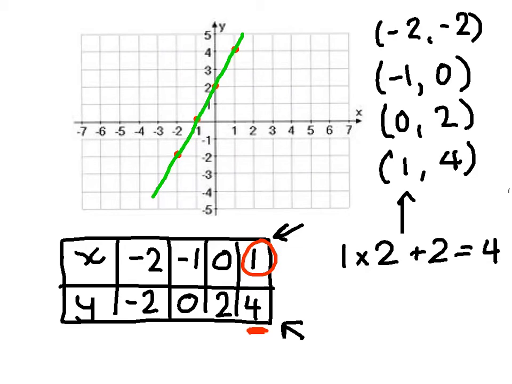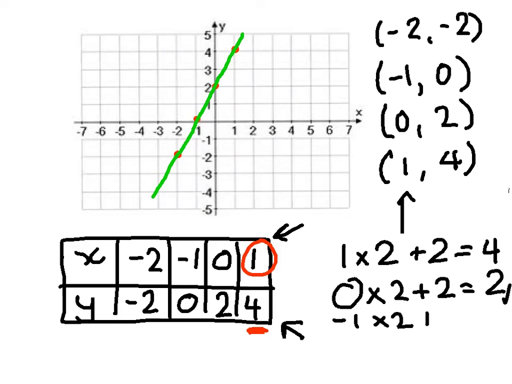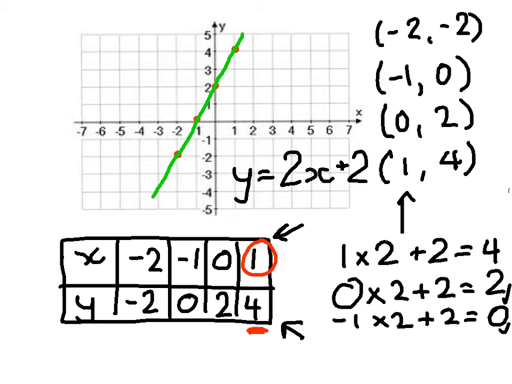So let's have a look at if it works for the next one as well. The next x value going left is 0. So if I go 0 times 2 plus 2, the answer is 2. That one works. Looking pretty good. So let's try -1 times 2 plus 2 equals, so -1 times 2 is -2, add another 2 is 0. We don't even need to do the last one. So what this is telling me is that y is equal to 2 times whatever x is plus another 2.